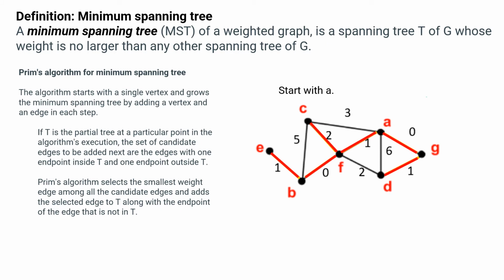Okay, and then this last part says Prim's algorithm selects the smallest weight edge among all the candidate edges and adds the selected edge to T along with the endpoint of the edge that's not in T. So basically we find that edge and then it gets added into the tree. That's basically what we did. We're going to do some more examples so you'll see it done more, but that's the idea behind finding this.